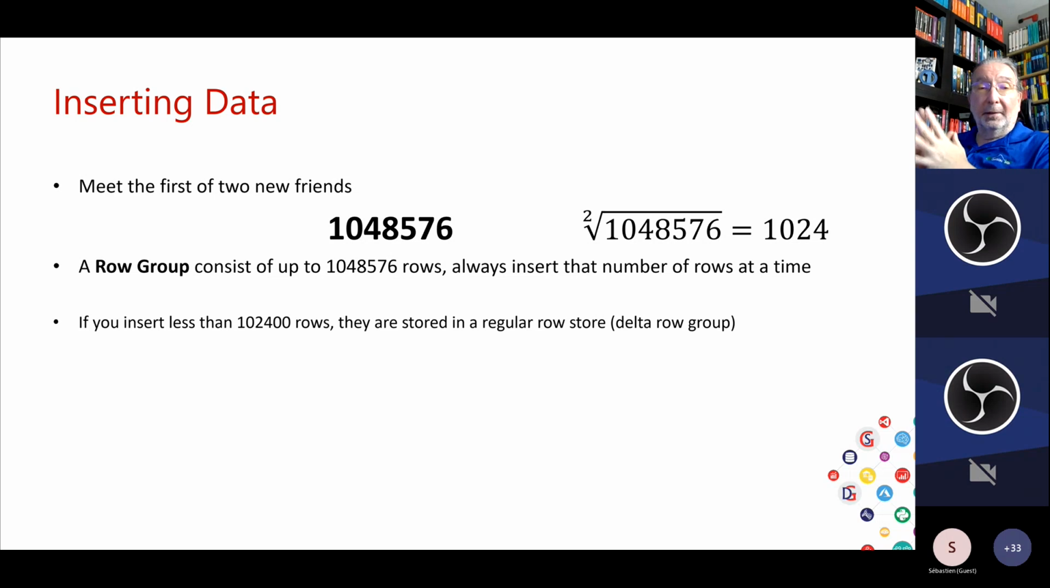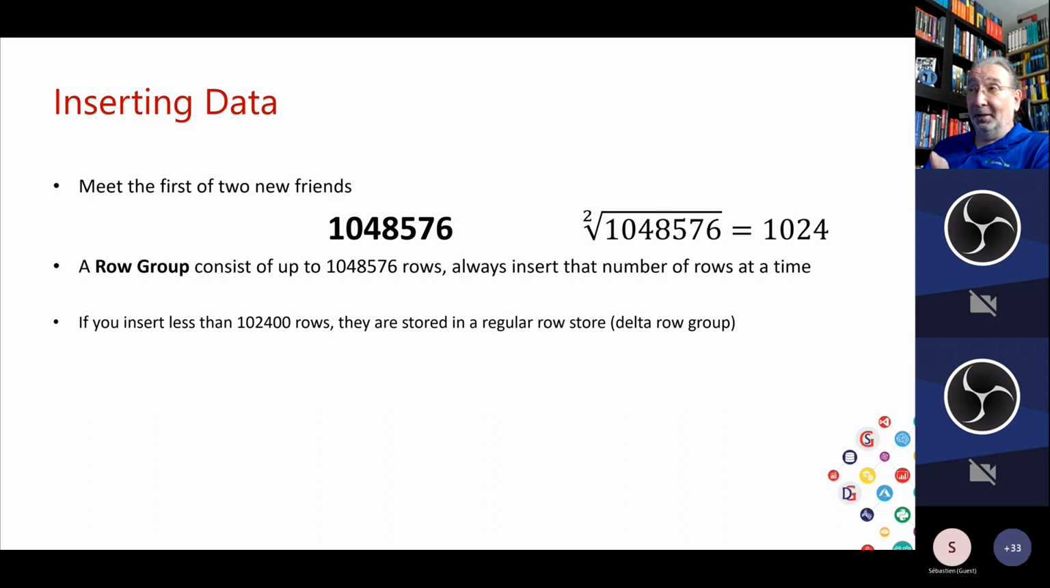Yes, you can always insert these number of rows again. If you insert less than 102,400 rows, that includes if you insert one row, two rows, whatever you do with one statement. So if you do a single row insert, or an insert up to 102,399 rows, what SQL Server will do is not put it into a row group, but put it into a regular row store. They call it the delta row group, which is basically a regular table, and Microsoft just parks it there. And if you never do anything with it, it stays there forever.